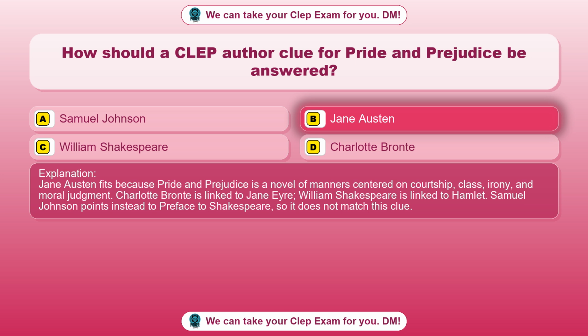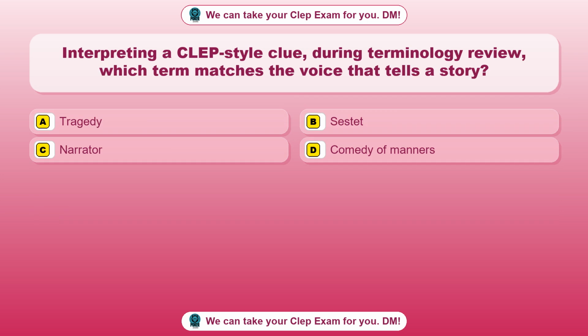moral judgment. Charlotte Bronte is linked to Jane Eyre. William Shakespeare is linked to Hamlet. Samuel Johnson points instead to Preface to Shakespeare, so it does not match this clue. Question 70. Interpreting a CLEP-style clue during terminology review, which term matches the voice that tells a story?